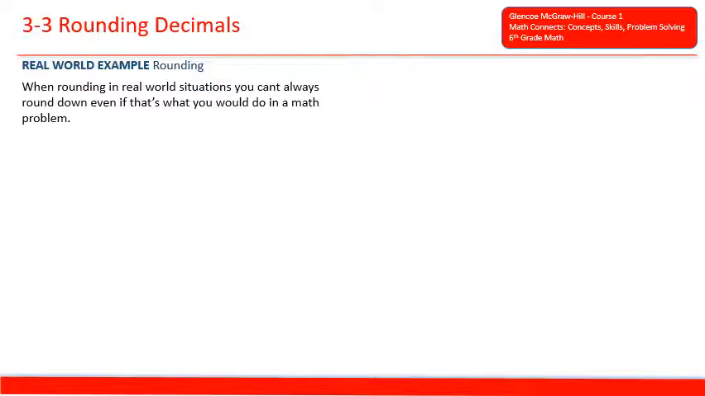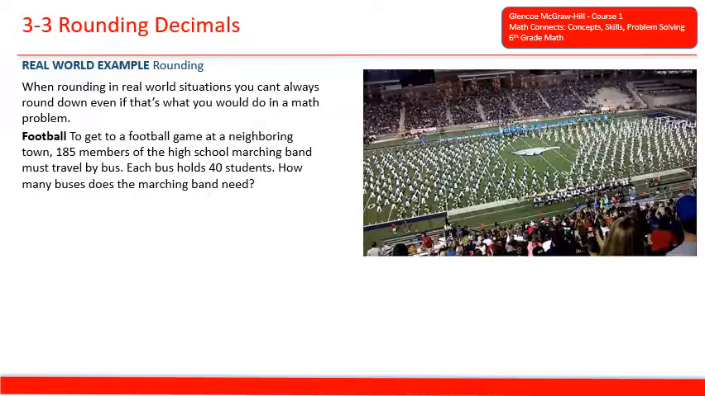Real world example. When rounding in real world situations, you can't always round down, even if that's what you would do in a math problem. For example, to get to a football game at a neighboring town, 185 members of the high school marching band must travel by bus. Each bus holds 40 students. How many buses does this marching band need?